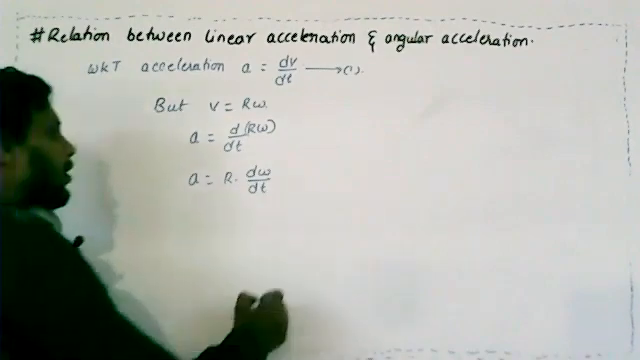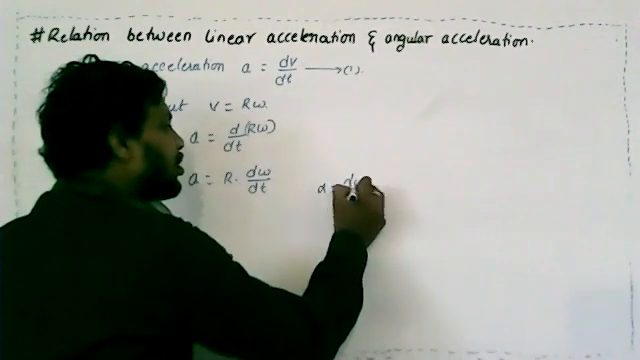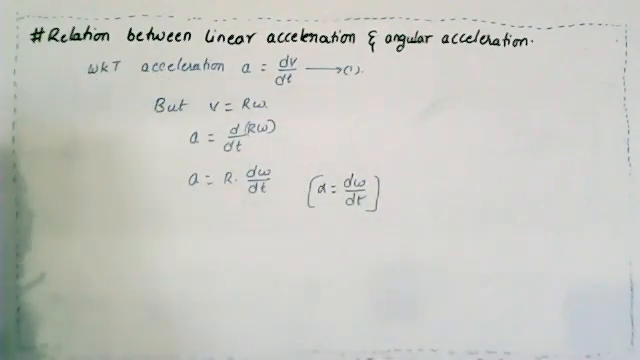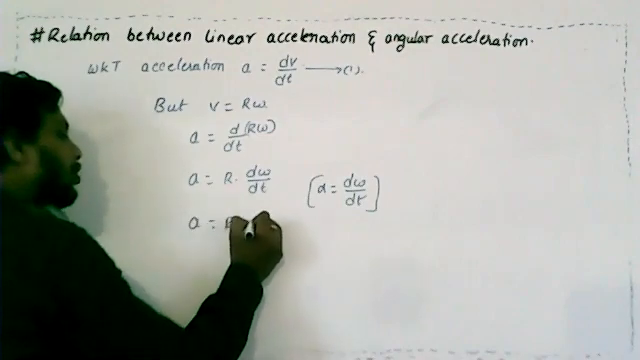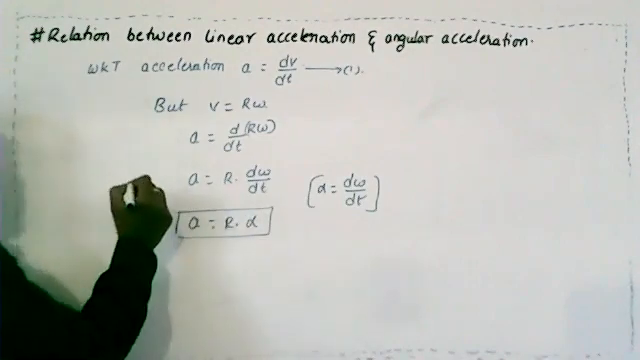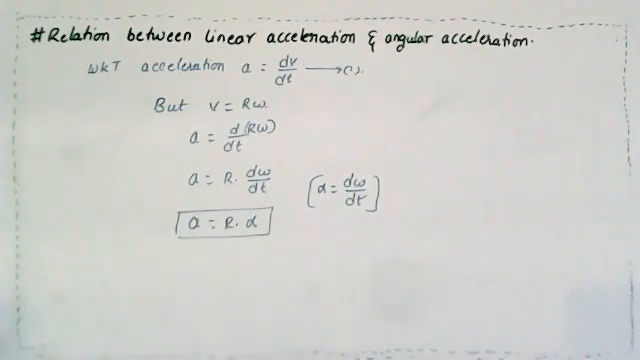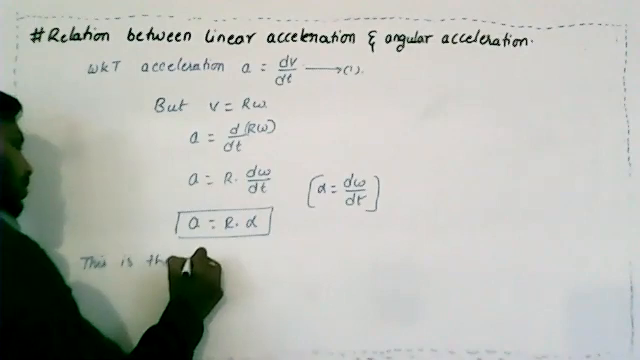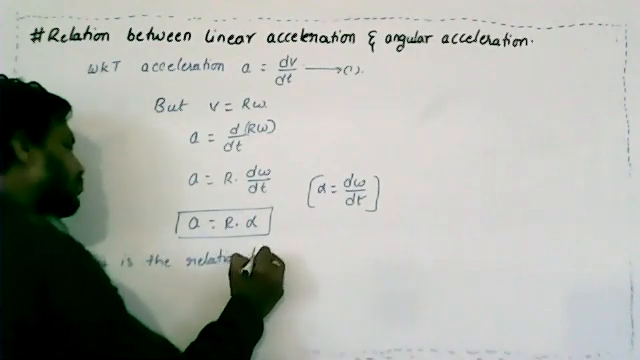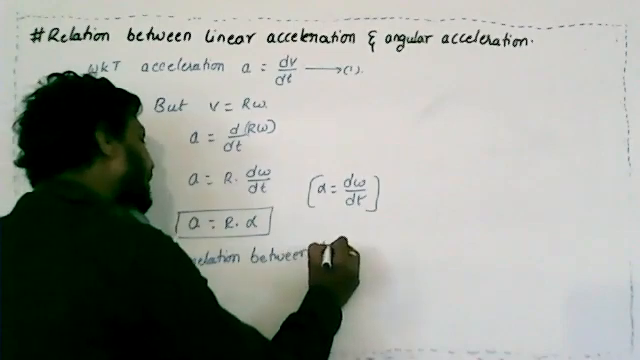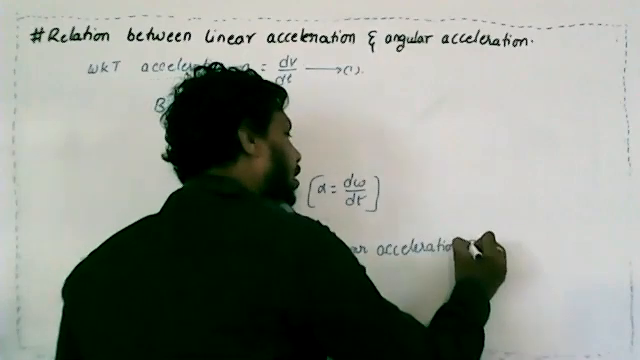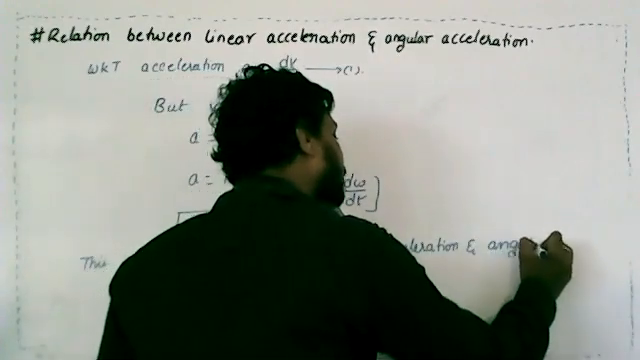Now we know that d omega by dt is taken as alpha. So the rate of change of angular velocity is taken as angular acceleration, which is represented with the letter alpha. Therefore, A is equal to R into alpha. This is the relation between linear acceleration and angular acceleration.